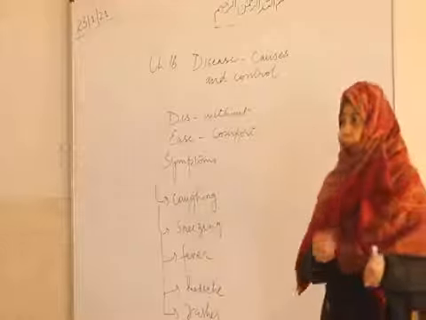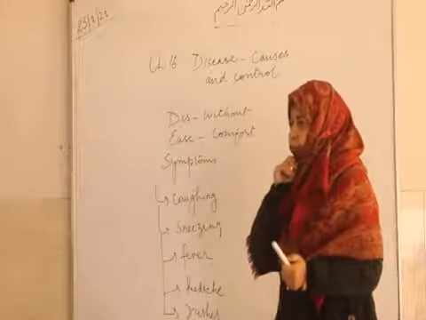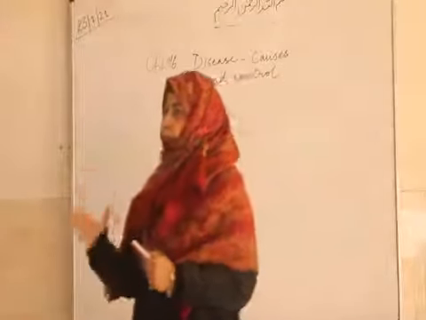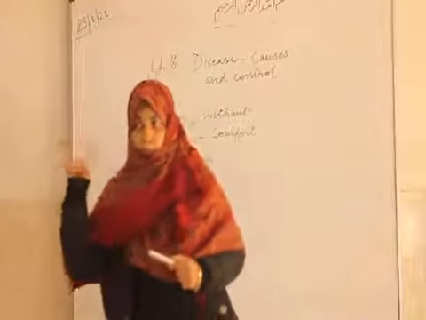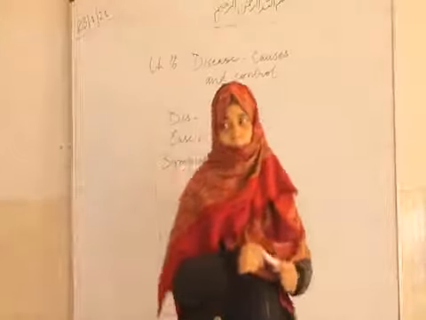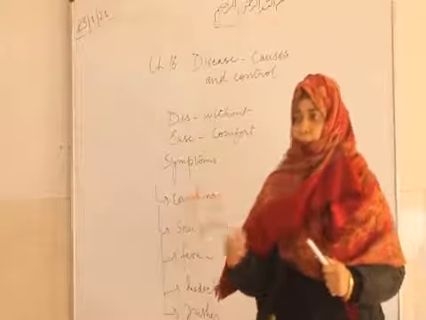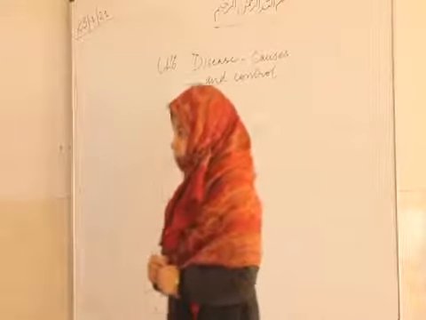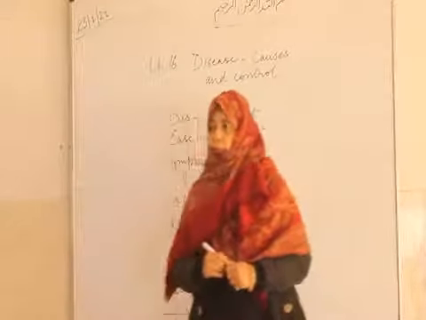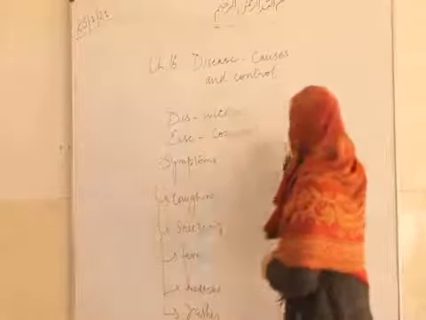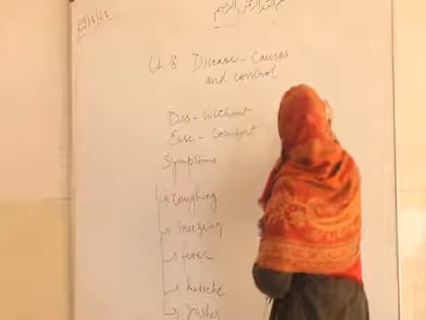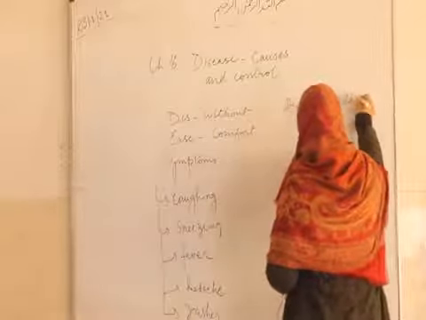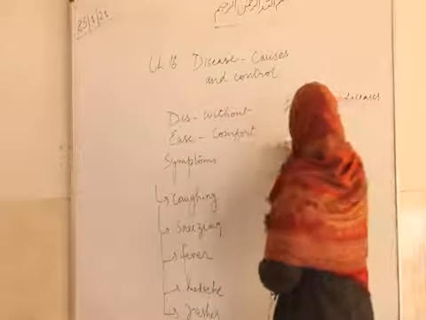So now, agents of diseases. This topic we covered in the last chapter also. What are the agents of diseases? Which causes disease? Pathogens. Pathogens are microorganisms, agents of diseases.